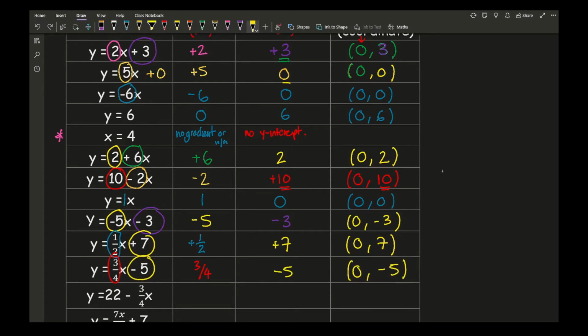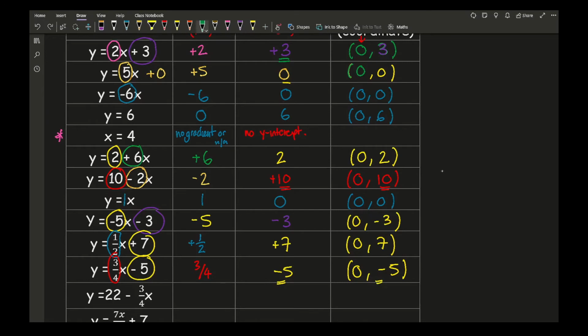Now, a question I usually get asked is, do I need to write the y-intercept as a coordinate, or can I just write down a number? Now, in a question, it will usually specify how they want you to write the y-intercept, but if there's no mention of it, or of a particular way, then writing either should get you the full marks.